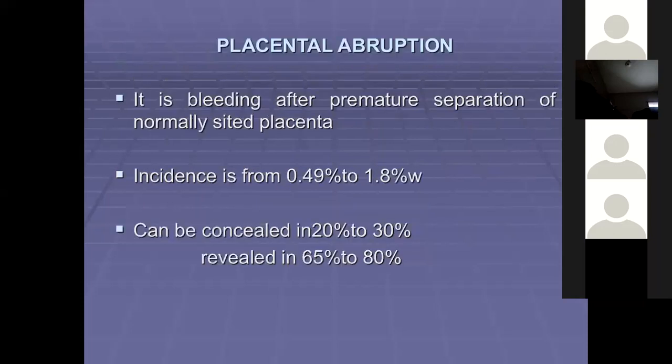Next, if it is bleeding after premature separation of a normally sited placenta, this condition we call placental abruption. Placental abruption means a premature separation of the normally sited placenta. Incidence of this condition is from 0.49% to 1.8%. It can be concealed in 20 to 30%. It can be revealed in 65 to 80%.